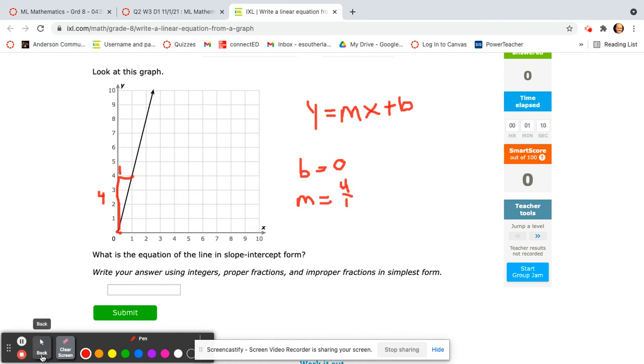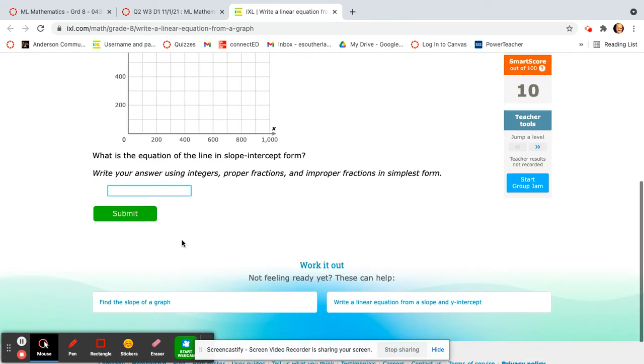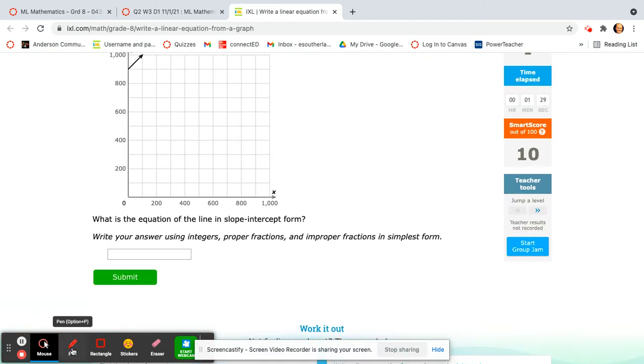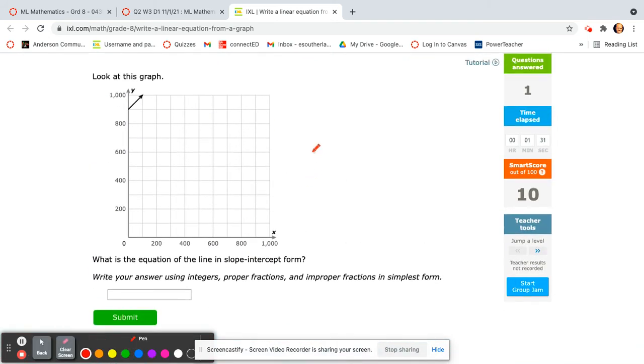But here you're going to type in y equals the m, which is 4 over 1, x, and then you could put plus 0, but it's not necessary, so you just leave the plus 0 off. If it's a regular number, we have to put it. So again, remember that it's y equals mx plus b.